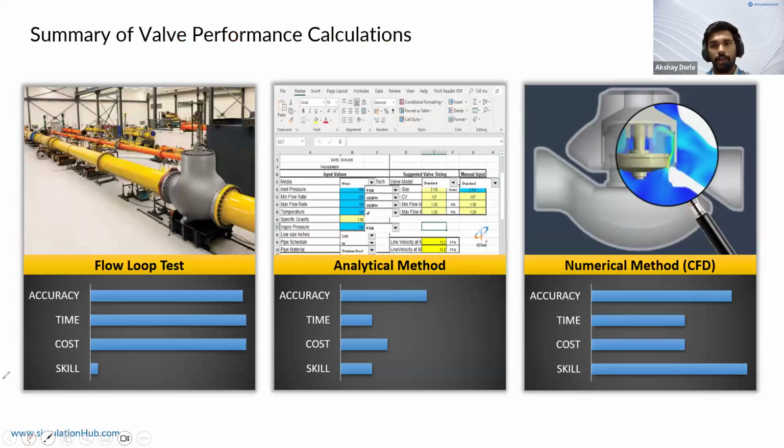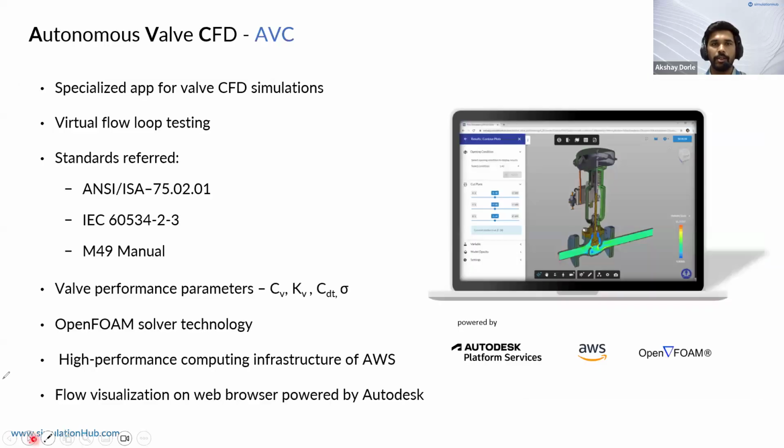So this is the summary of the three things that we saw. We can either go with flow loop test: high accuracy, a lot of time, a lot of cost. Analytical methods: you will have a lot of compromise on the accuracy, but it will be very quick. The cost involved is very less, and the skill involved is moderate. CFD: it will be very close to the physical flow loop test. It will require time, but not as much as compared to physical flow loop test. It will require some cost, again not as much as physical flow loop test, and the skill required to run a CFD simulation is immense. This is where Autonomous Valve CFD comes in.